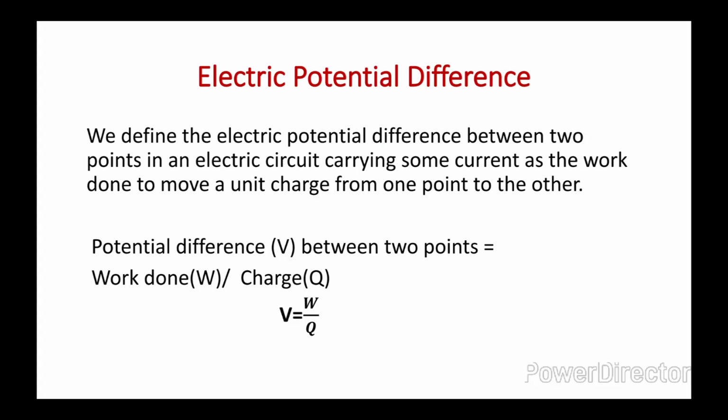In the previous video, we discussed the concept of electric potential difference. So what do you mean by electric potential difference? It is nothing but the work done to move a unit charge from one point to another, and it is represented by V equals W by Q.